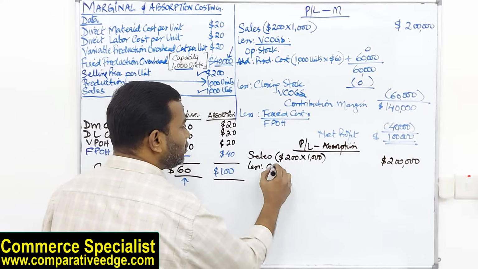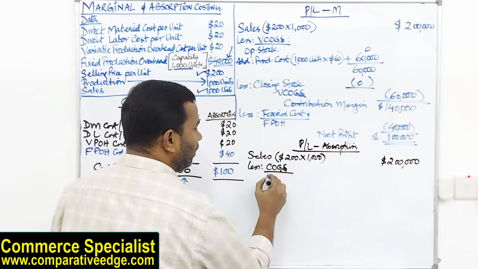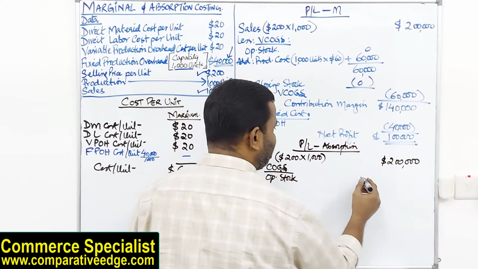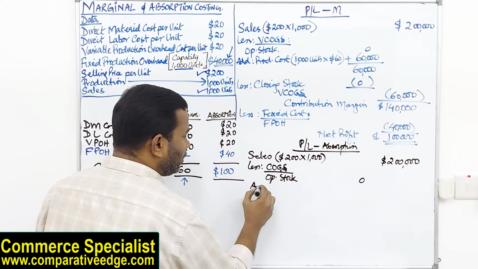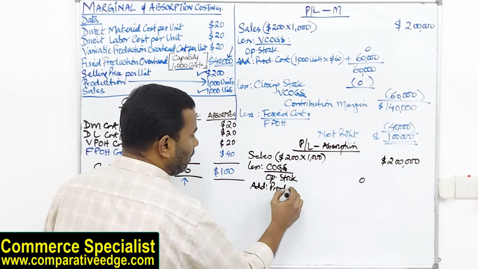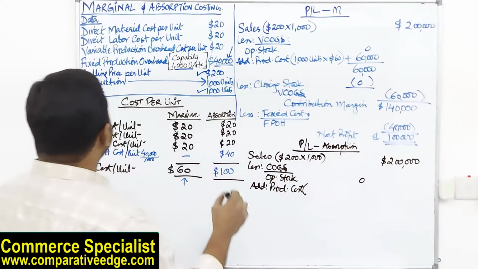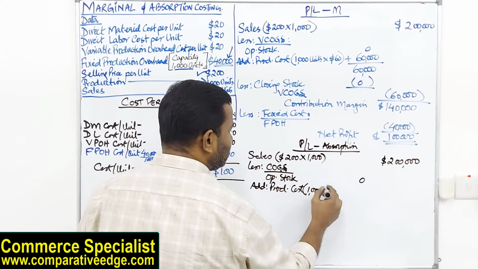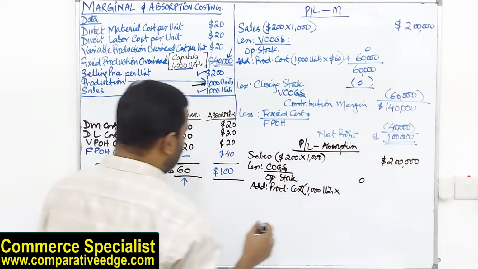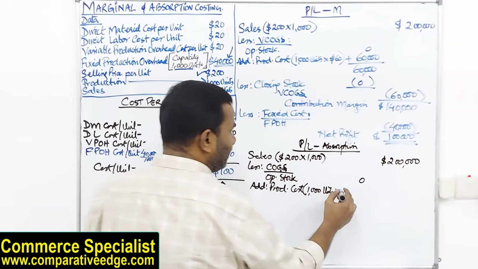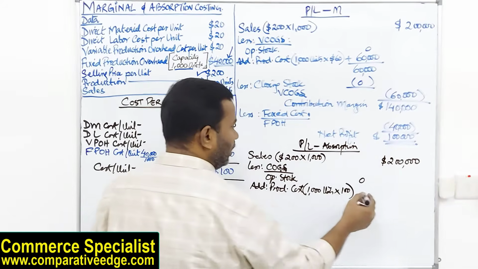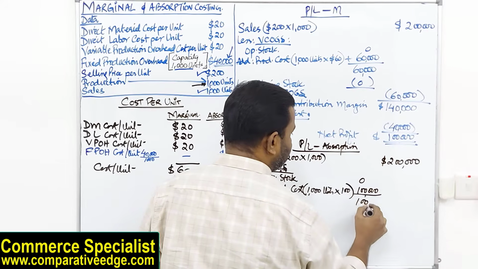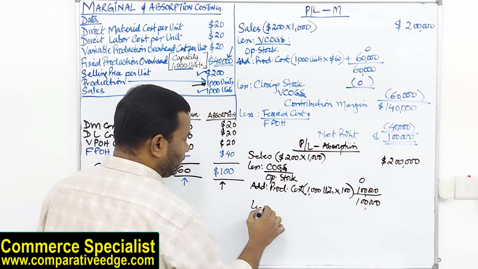Less cost of goods sold. Opening stock: as I told you, it's a new business. New businesses don't have opening stock in the first year. So 0. Add production cost. Again, how many units are we making? Production says 1,000 units. What's the cost per unit under absorption costing? It is 100. You multiply, you get 100,000. 100,000 plus 0 will give you 100,000. Less closing stock.